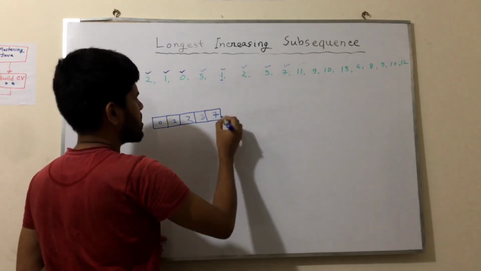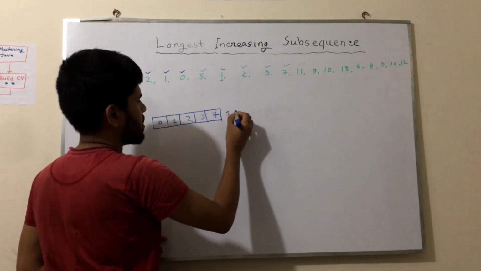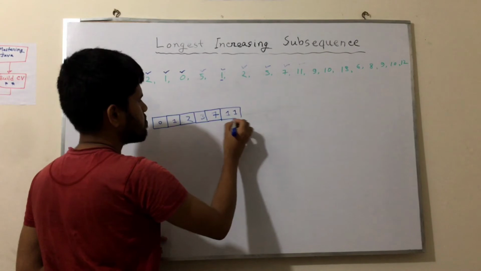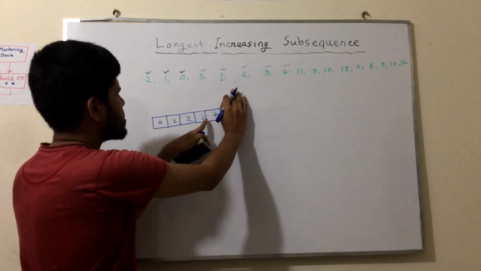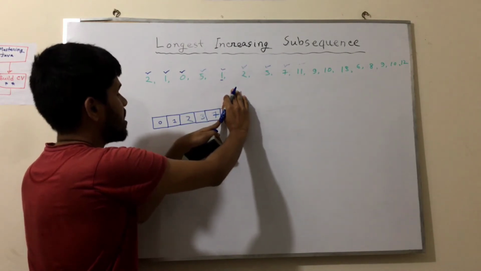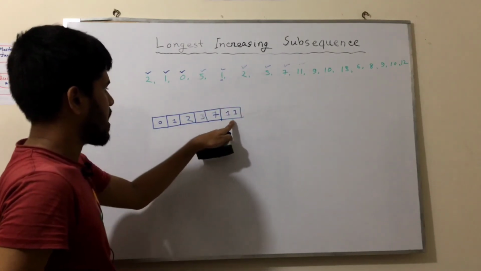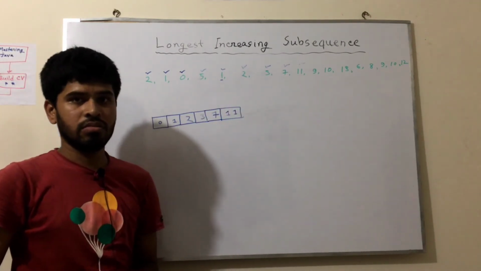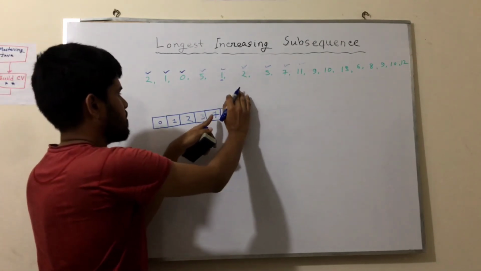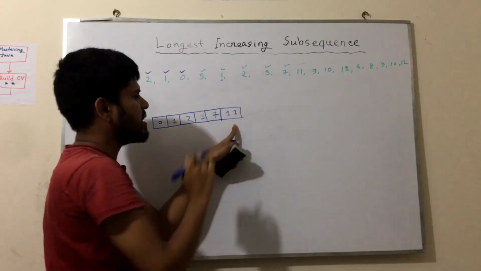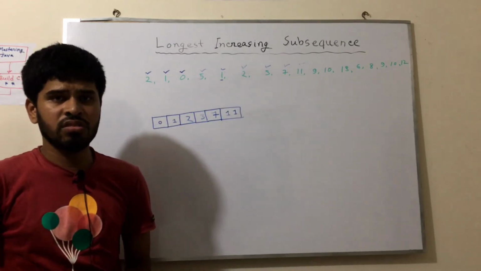11 is greater than 7, so let's add 11 here. It tells us that on the left of 11 we have at least 5 elements that are less than 11 and maintaining the relative order. Since all the elements on the left maintain the relative order, 11 is also maintaining the order.